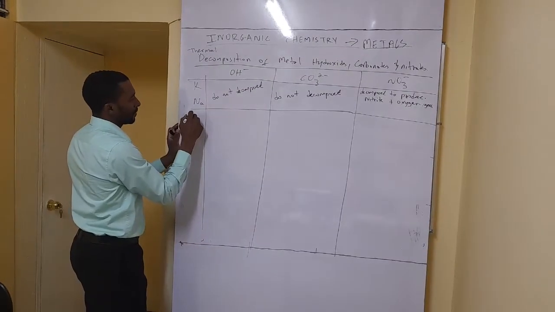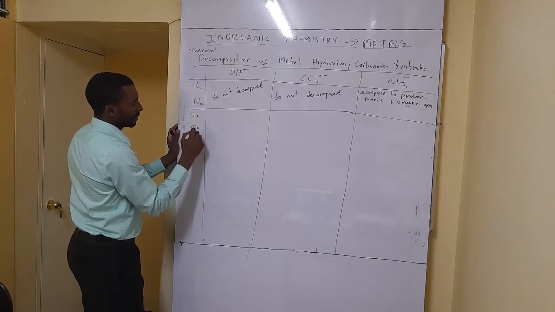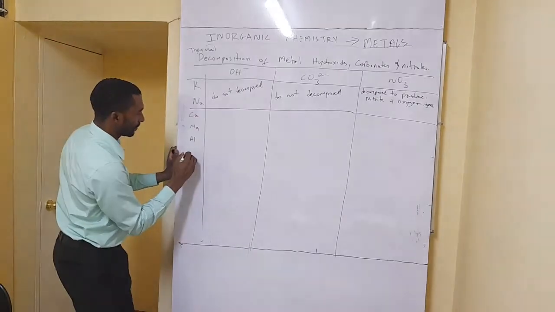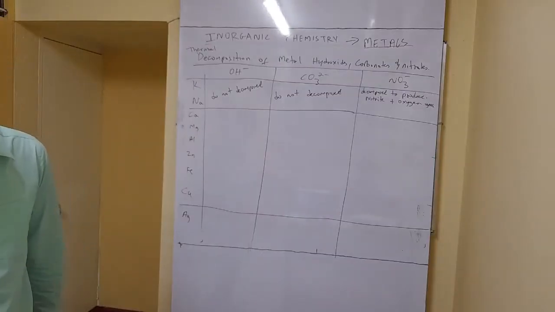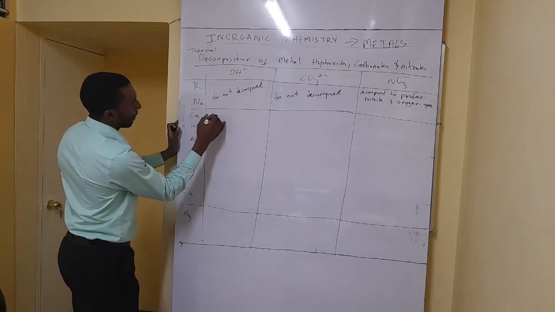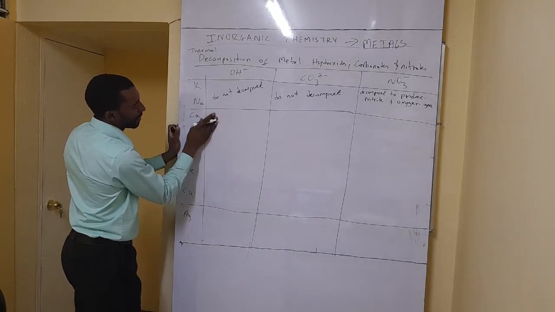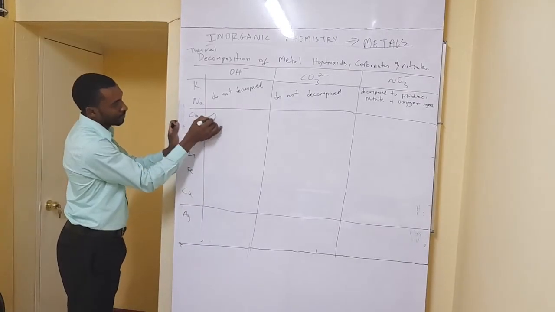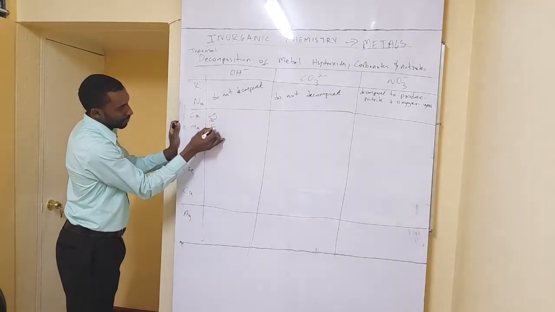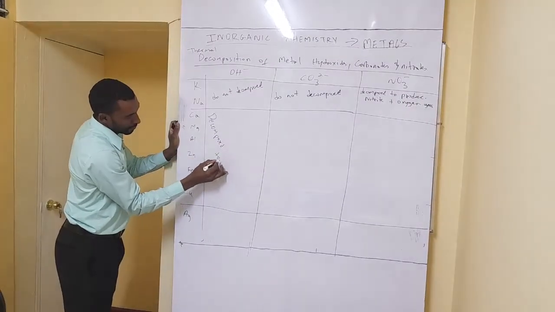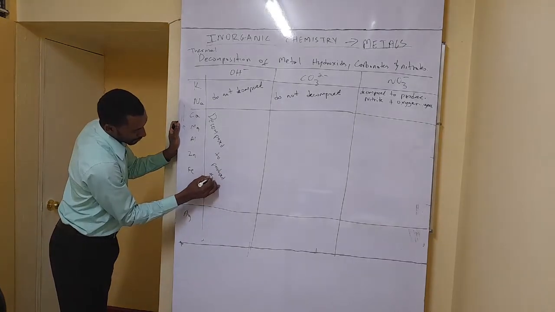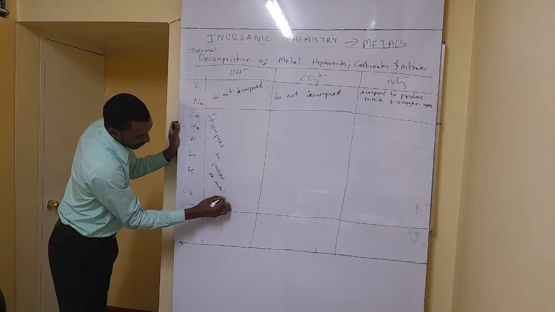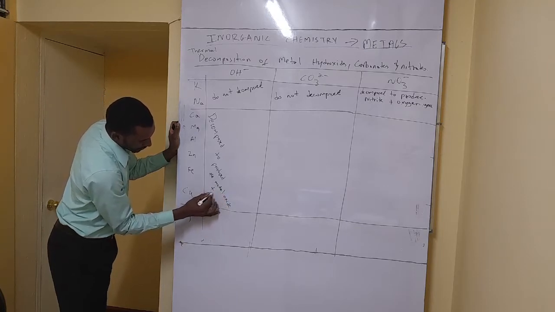Then, if we go from calcium, magnesium, aluminum, zinc, iron, the hydroxide will decompose to produce the oxide plus water. So all of these. Remember that I'm referring to everything here, right? Metal oxide plus water.